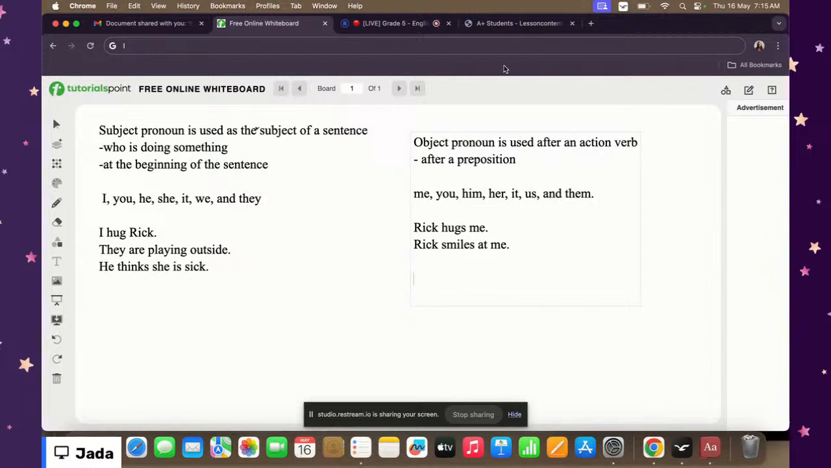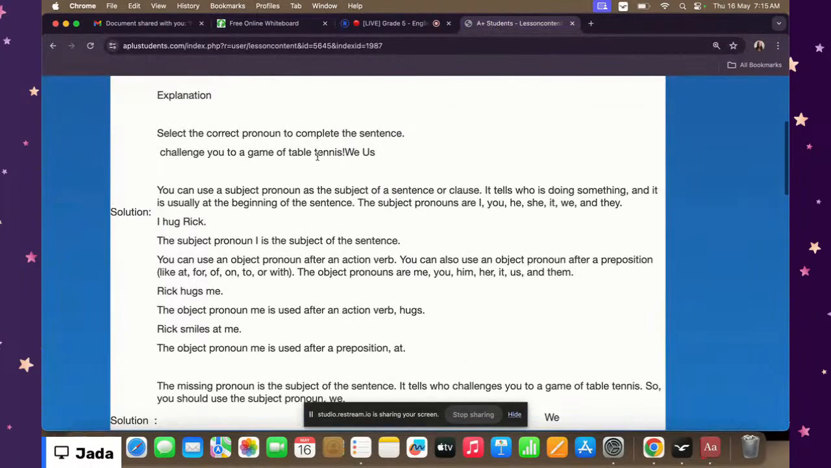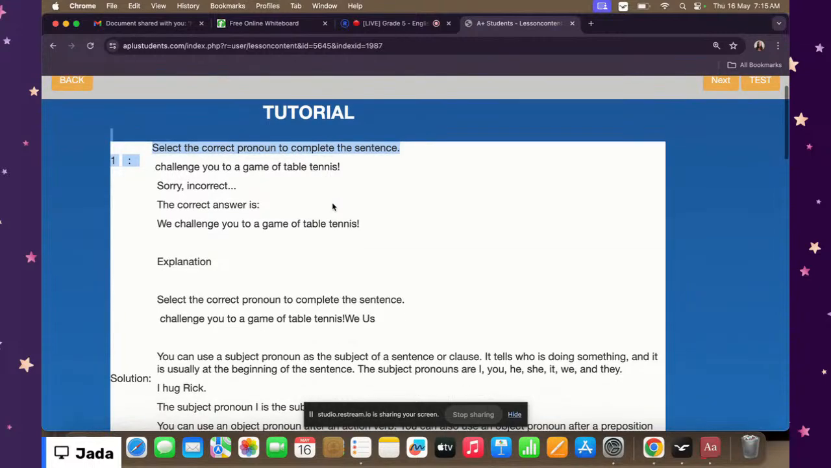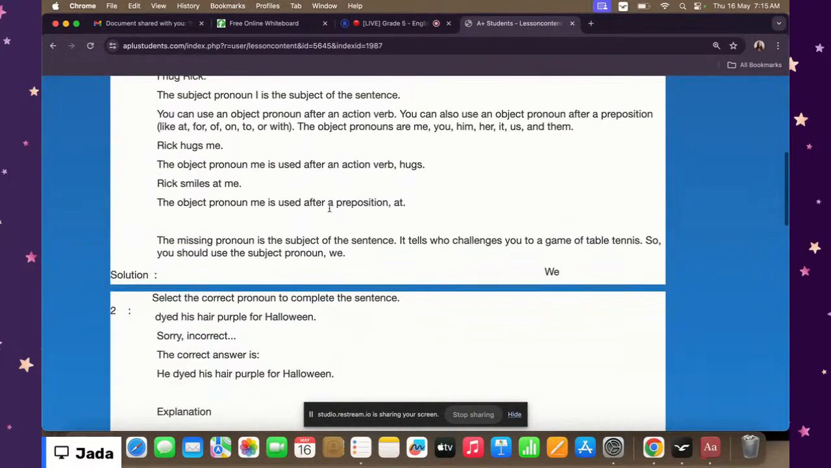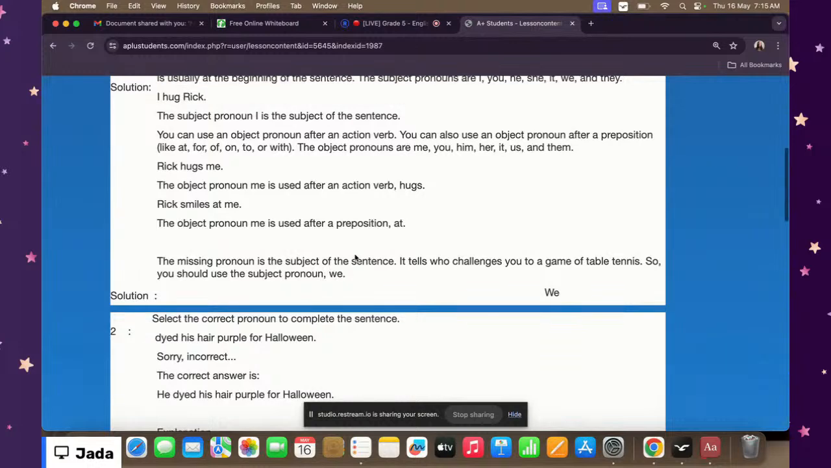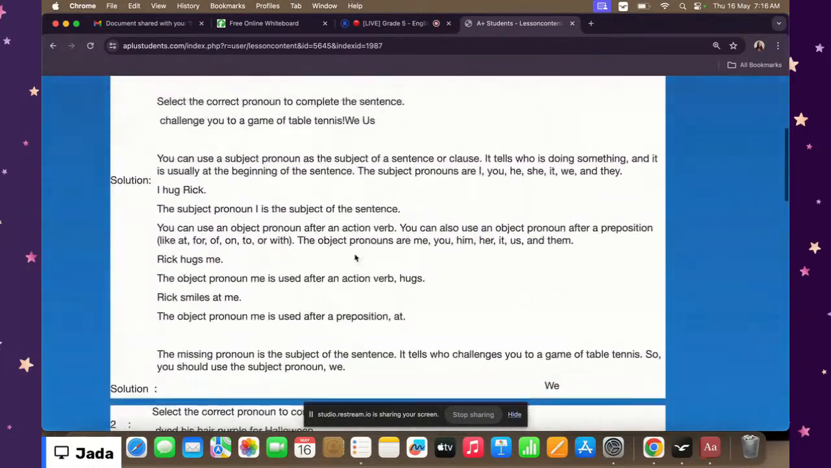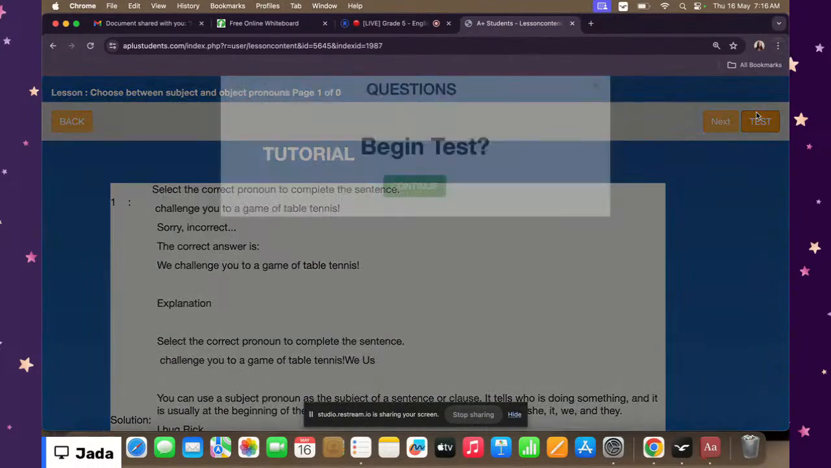Let's look at some examples before we move on to the test. It says select the correct pronoun to complete the sentence. Challenge you to a game of table tennis. So you would have to pick the right pronoun that completes the sentence. And it says we challenged you to a game of table tennis. Okay, let's move on to the test. We can fully understand the examples there.